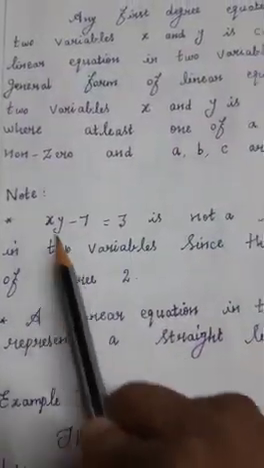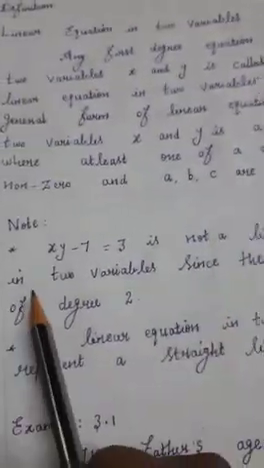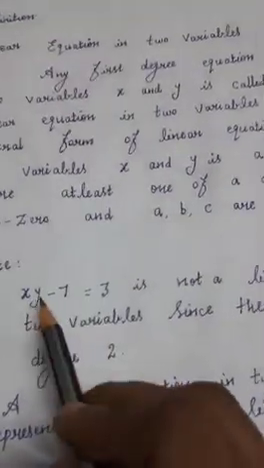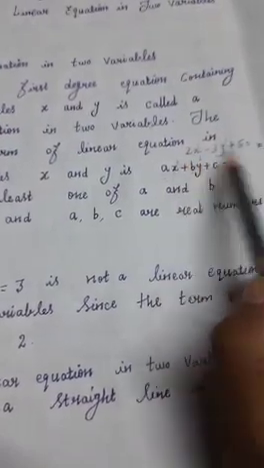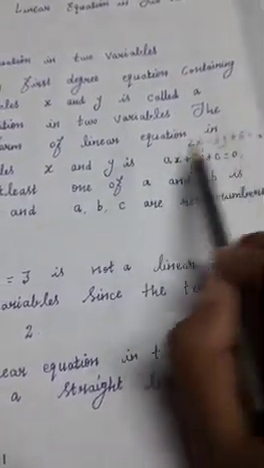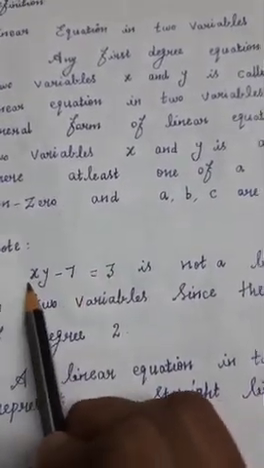Now let us see one note. xy minus 7 is equal to 3 is not a linear equation in two variables, since the term xy is of degree 2. Linear equation means, as we have already seen, that if the degree of the given equation is 1 only, we can say it is a linear equation. But here you have two variables, x and y.